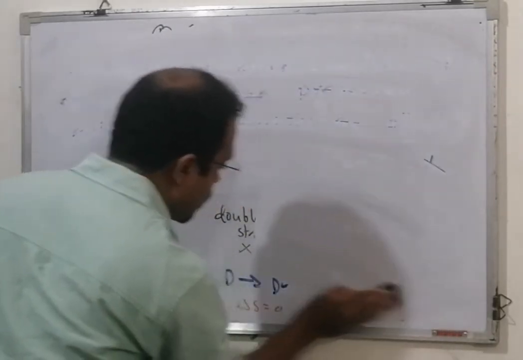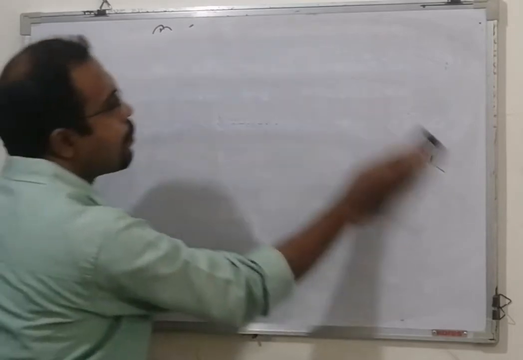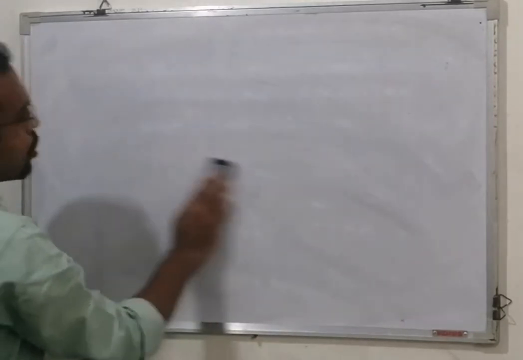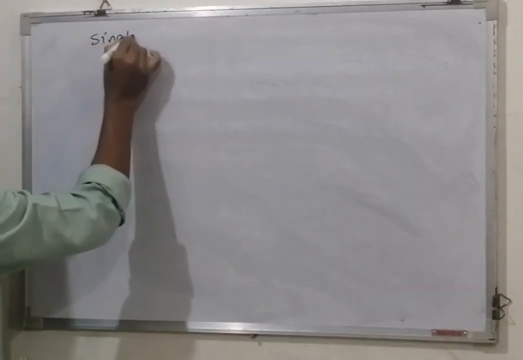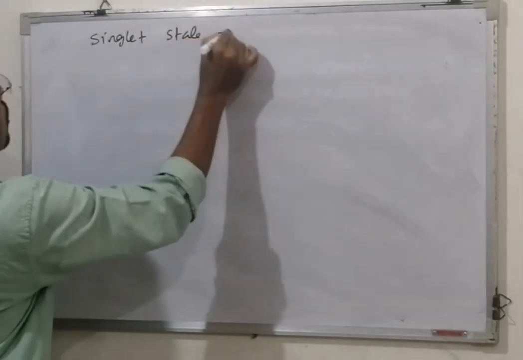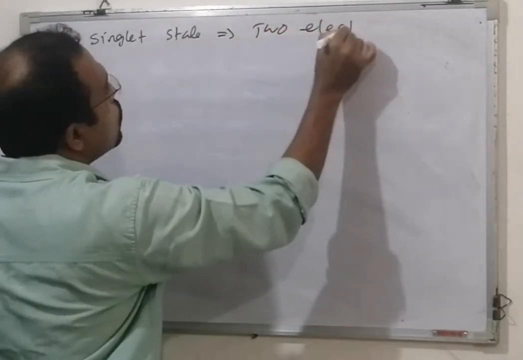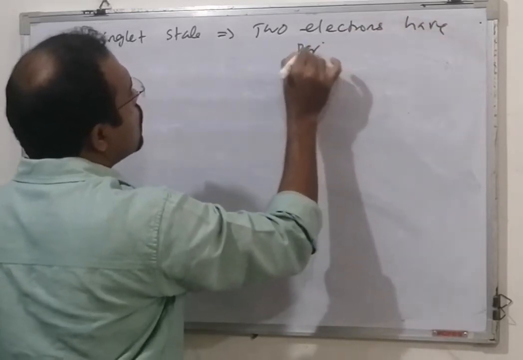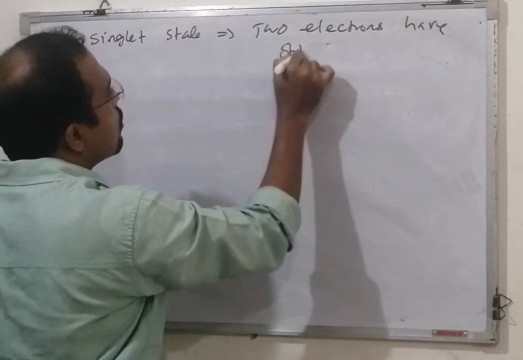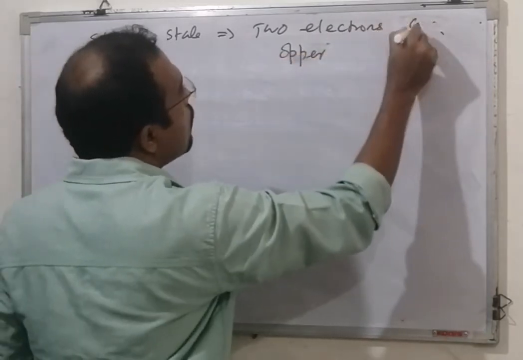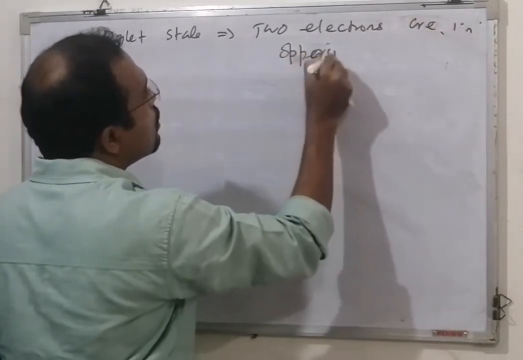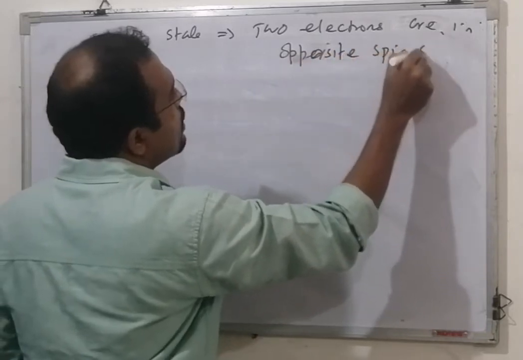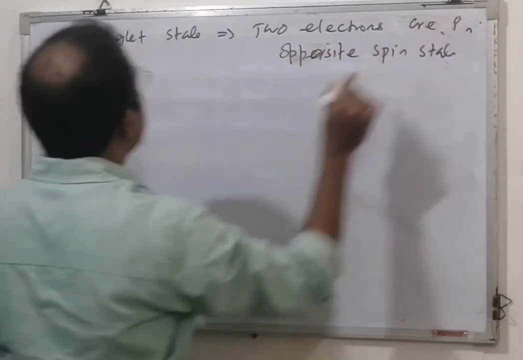In the orbital case, the orbital should be changed, delta L plus or minus 1, but spin should not be changed. Remember that. Now, what is a singlet state? Singlet state means two electrons are in opposite spin states.